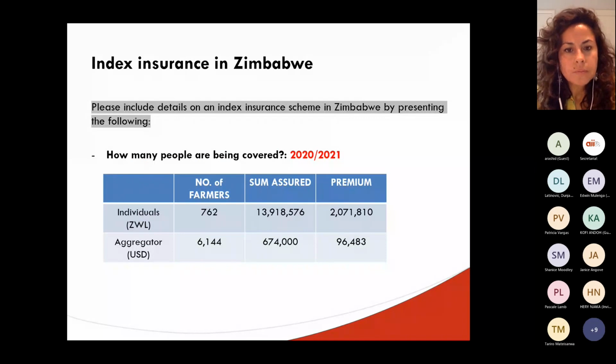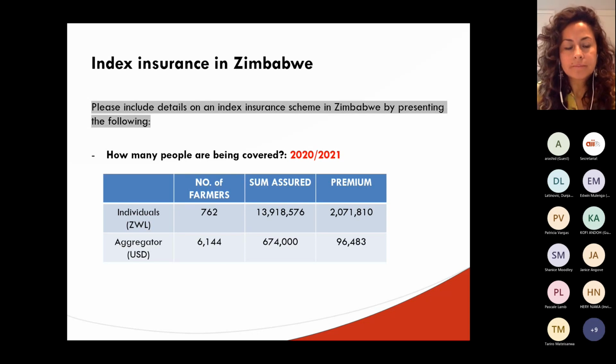So how many people are covered? I tried to extract the numbers for the 2020-2021 season. I think you will find that the number for farmers under individual arrangement, the amounts are in Zimbabwean dollars, so don't get so excited about them. I think the exchange rate at the moment is 1:88, so you may need to divide that number by 88.